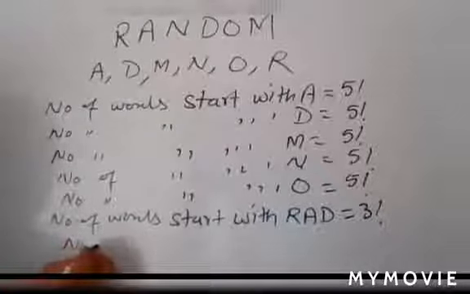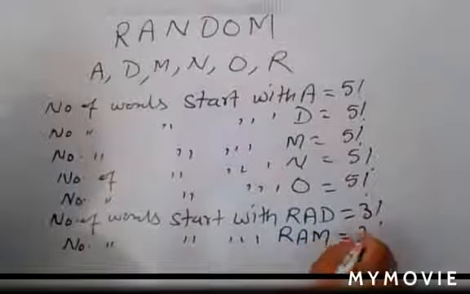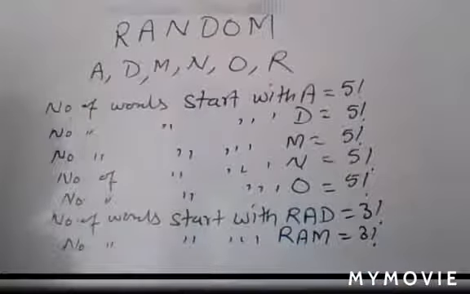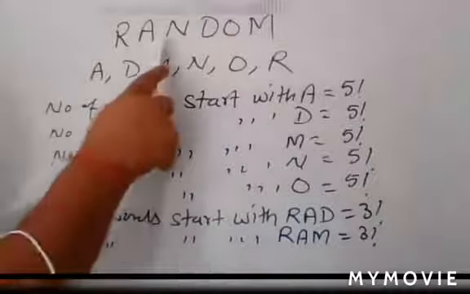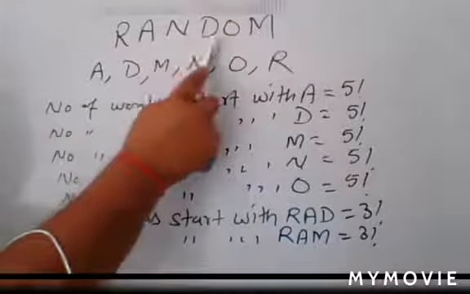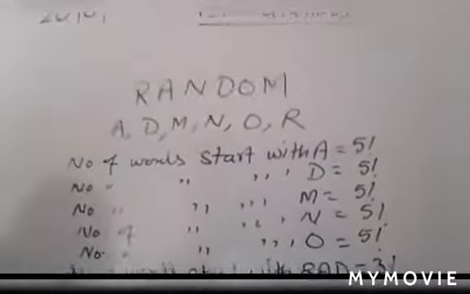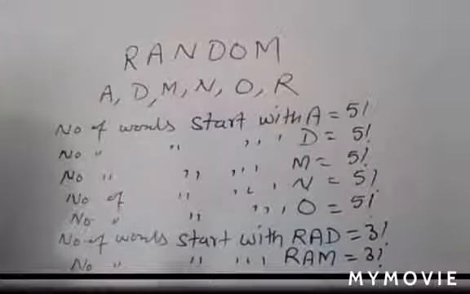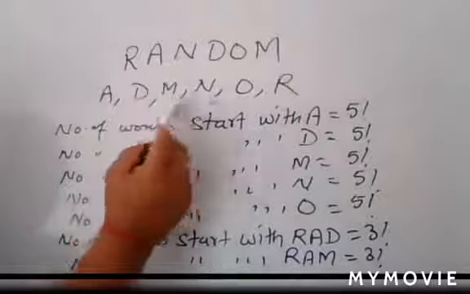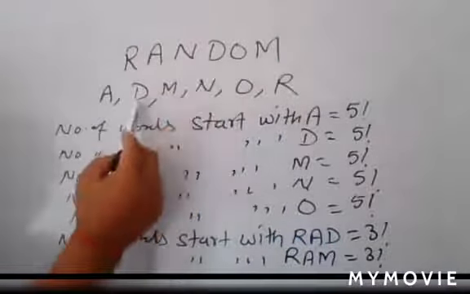In the same way, you find the number of words that start with RAM. That is also factorial 3. Understand? But you can't write the number of words that start with RAN in the same way, because after RAN, D is also present there. So in that case, you have to find the number of words starting with R, A, N, and then check it, and here you can take D also.